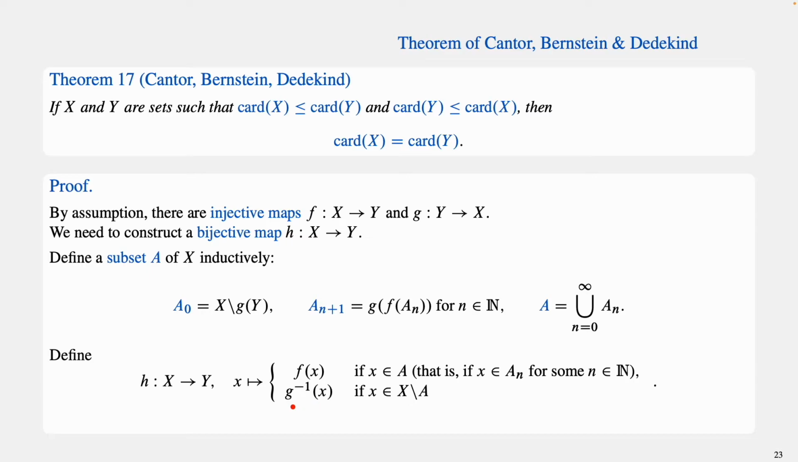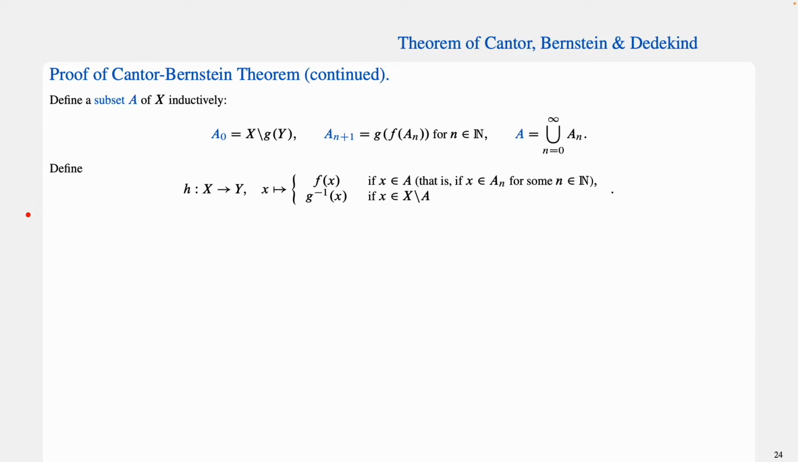Now, why can I even say G inverse here? After all, we only assumed that G is injective but not bijective. But recall from the last chapter on sets and maps that G is bijective onto its image in X. So G inverse makes sense if x actually lies in the image of G. And this is what we're going to confirm first. So we are going to verify that this h is indeed a well-defined map from X to Y. This is the next step.